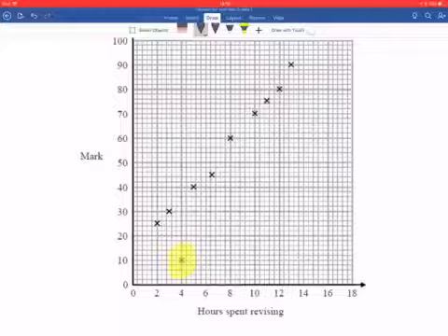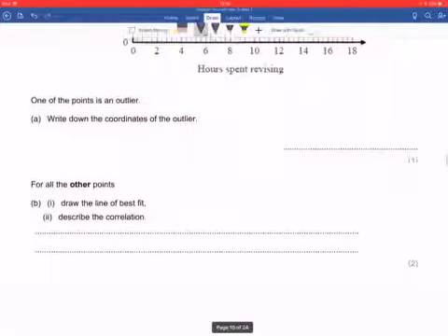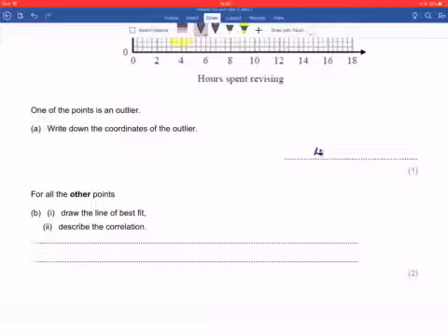So it's 4 and, let's have a look. Is that 10 there? Yeah, so 4 hours and 10. So the coordinates are 4 and 10. You never know, they might have been half Spanish, so they could speak Spanish really well anyway. So you didn't need to revise as hard.